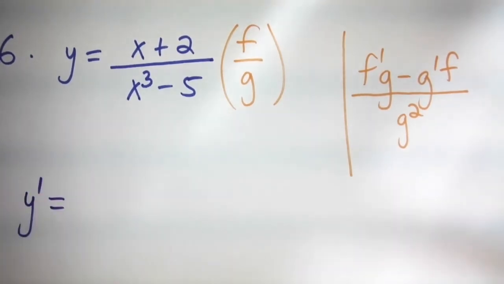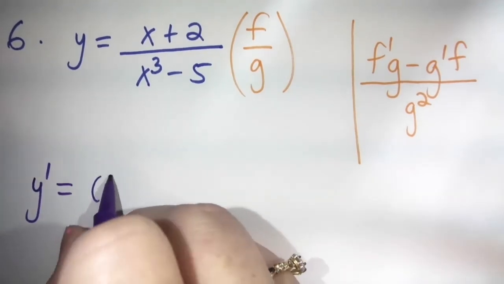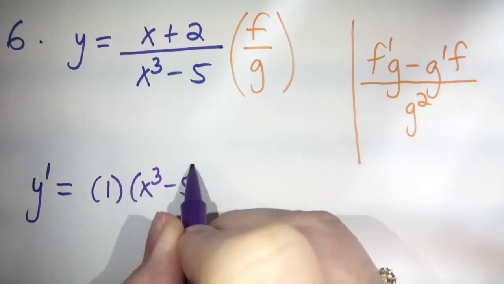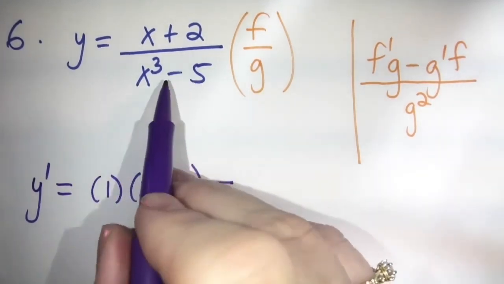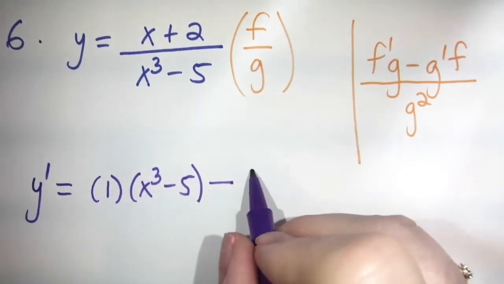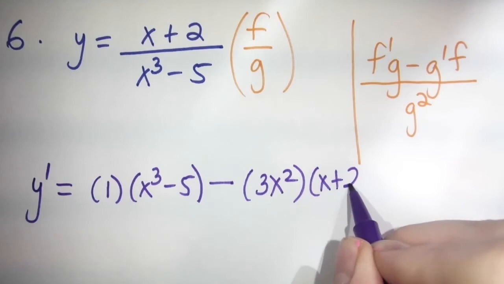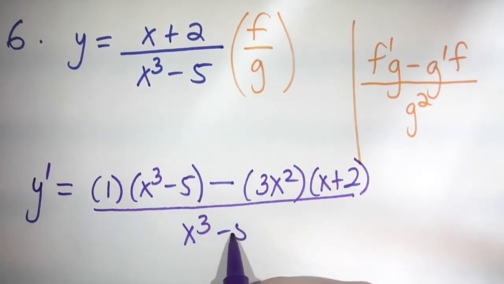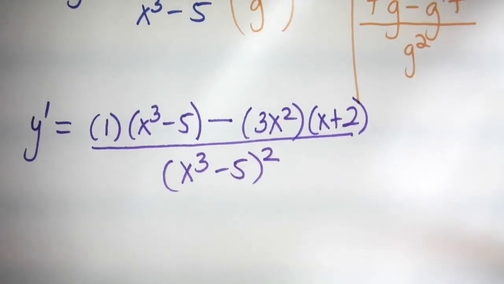So we do y prime, derivative of the top. The derivative of x plus 2 would just be 1 times the bottom, which is our g, x cubed minus 5, minus derivative of the bottom. The derivative of x cubed minus 5 would be 3x squared times the top, x plus 2, and all over the bottom squared. So that's our quotient rule, and we would have to simplify it.